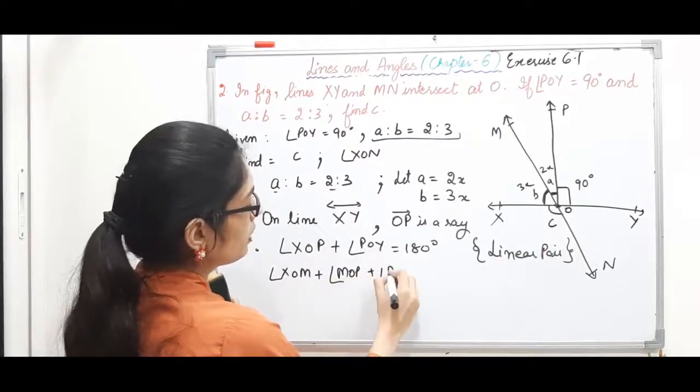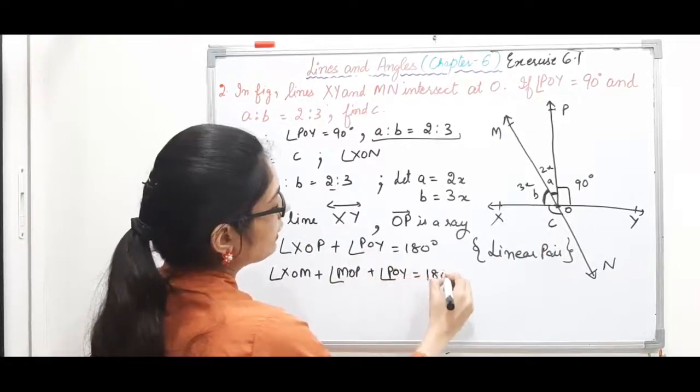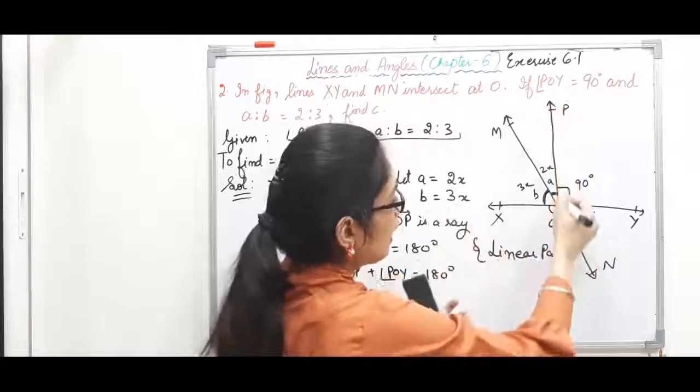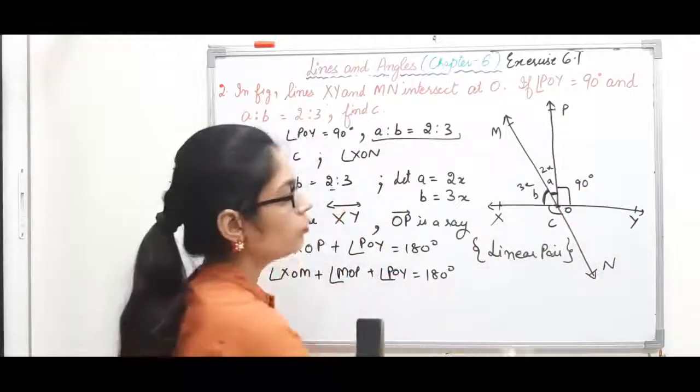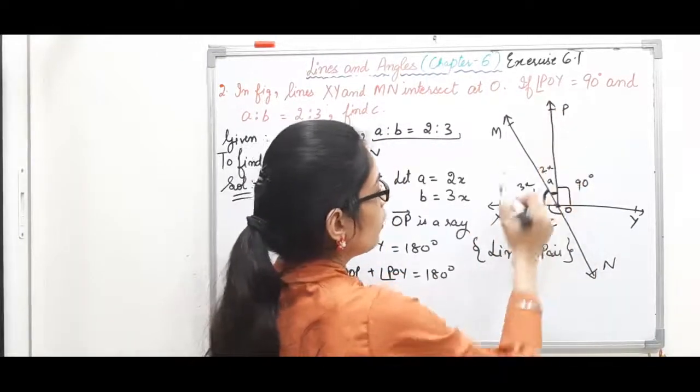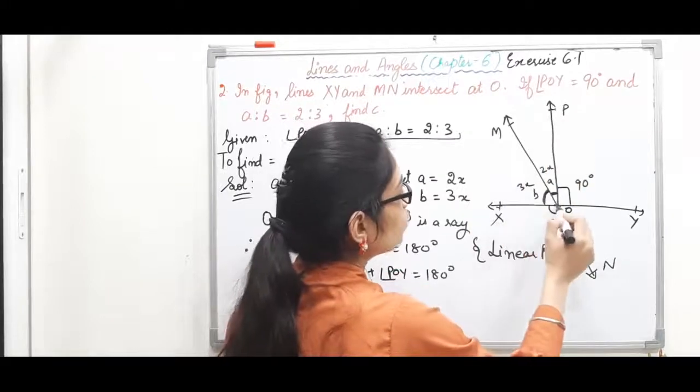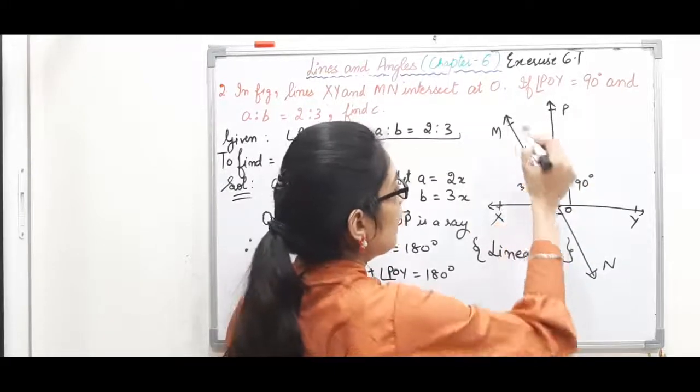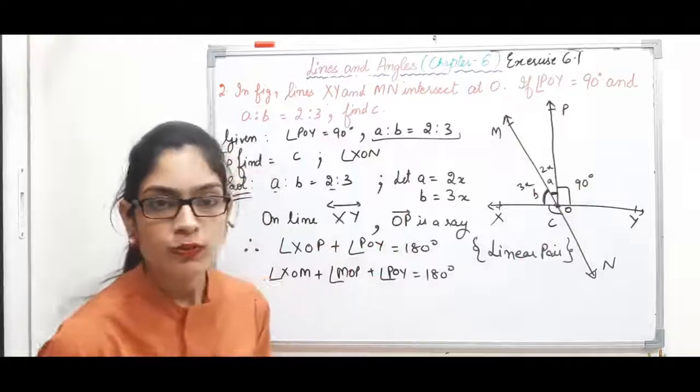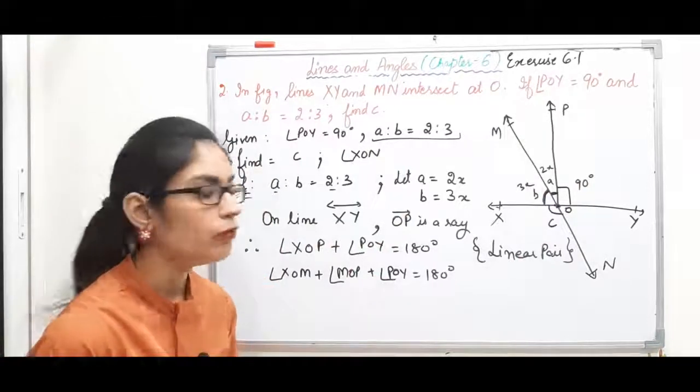POY, as it is, we can write is equal to 180 degrees. See, this angle I have just written in broken form. I have written XOP is equal to XOM plus MOP. Same thing which we have already used in question number 1 also.